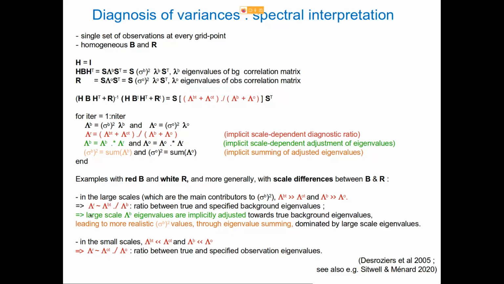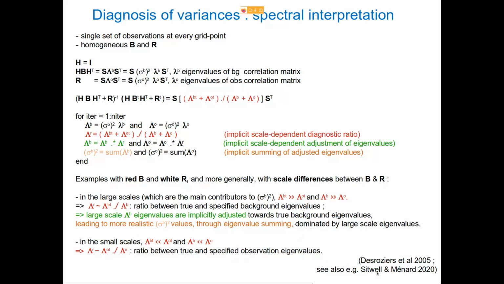And using this ratio allows the large-scale background eigenvalues to be implicitly adjusted towards the true background eigenvalues. And then through the eigenvalue summing, which is dominated by the large-scale eigenvalues, this leads to more realistic background error variances. Conversely, in the small scales, the background eigenvalues are much smaller than the observational eigenvalues, which means that the scale-dependent ratio, lambda R, will be close to the ratio between the true observation eigenvalues and the specified observation eigenvalues. And this allows the diagnosed observation error variance to be made close to the exact one.